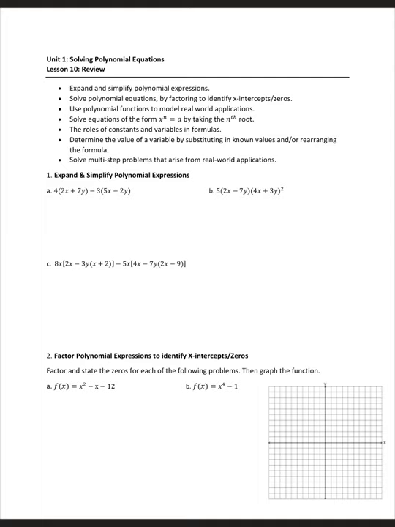Good morning, everyone. Today we're covering Unit 1, Lesson 10, Review. So we're going to look at what we've done so far in this unit and then just kind of summarize each of those things. So we'll start with expand and simplify.